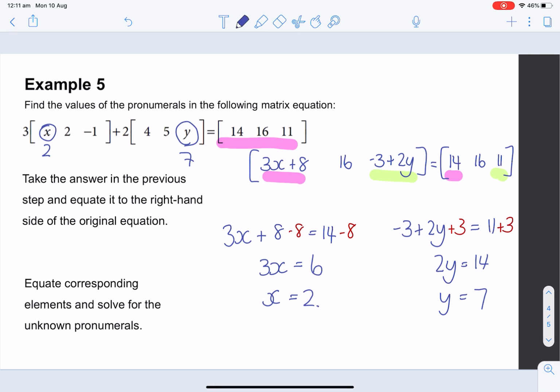We can double check both of these solutions as well by doing 3 times 2 is 6, 2 times 4 is 8, 6 plus 8 equals 14. Our x value is correct.